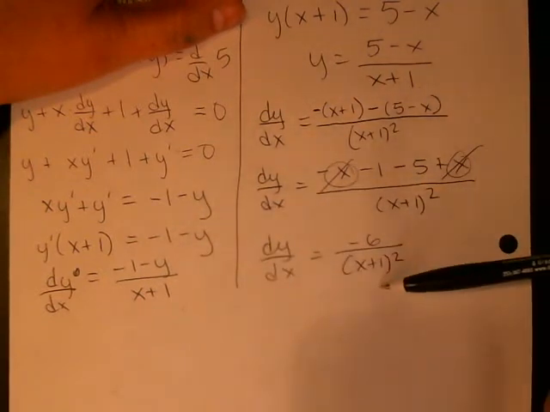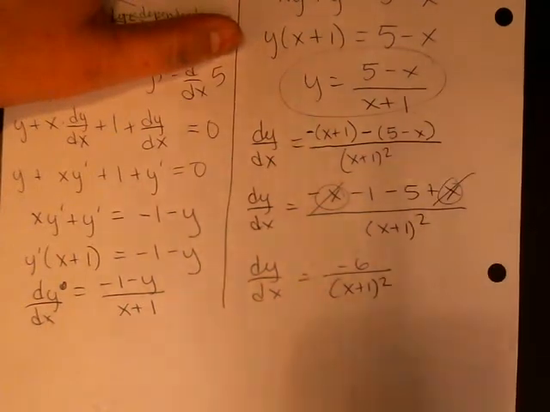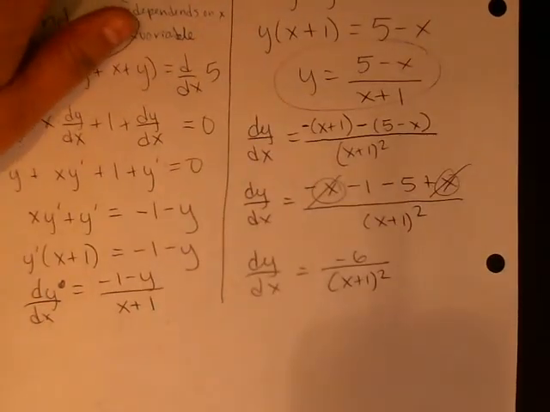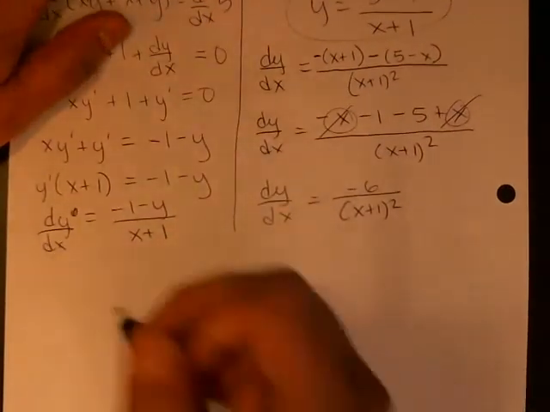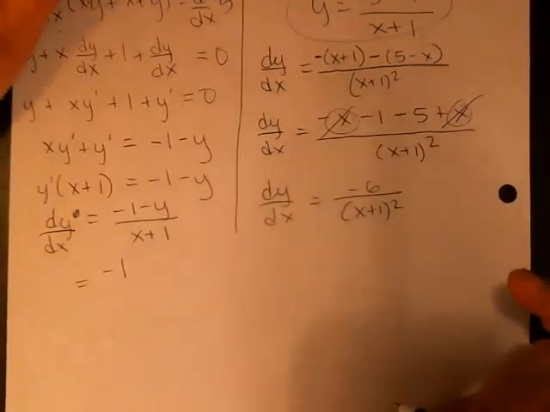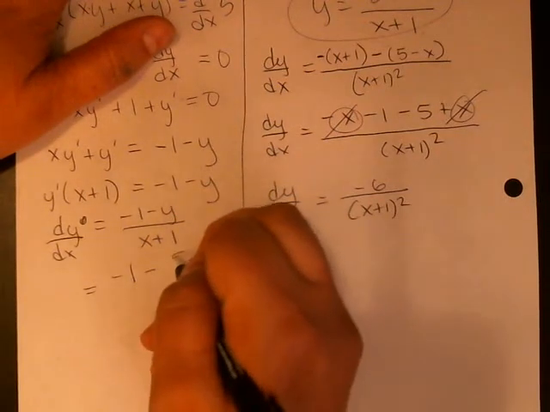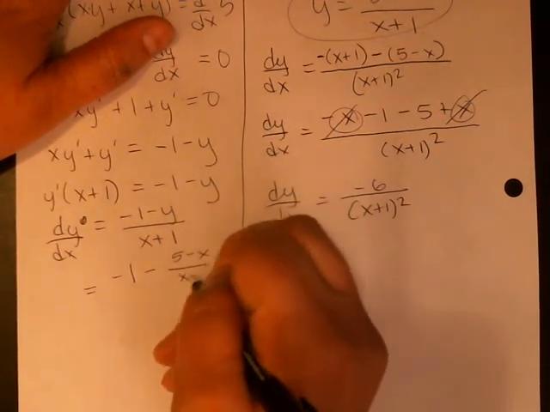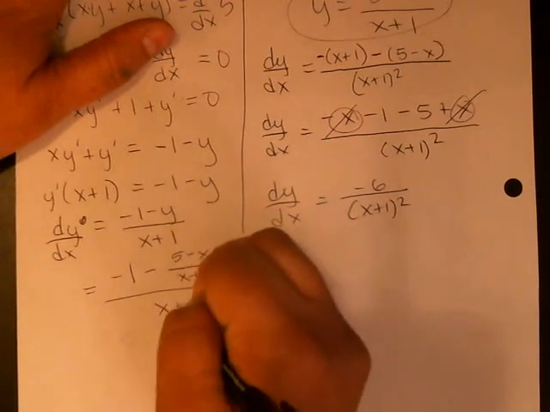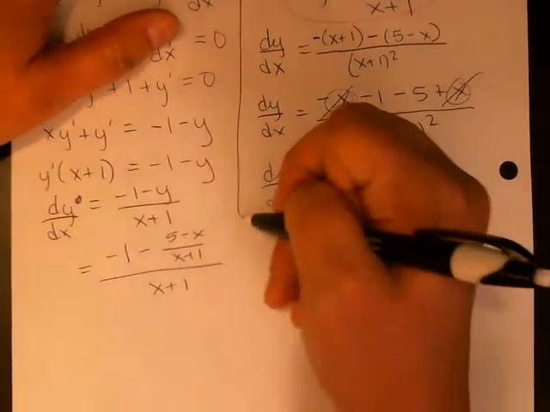We don't have a y over here because we figured out y in terms of x, so we can actually take advantage and say, well, we know that y is really the same as 5 minus x over x plus 1. So we could rewrite this if we want to, not necessary if you're just doing implicit, but to check. We could say this is negative 1 minus a (5 minus x over x plus 1) divided by x plus 1. And it still doesn't quite look the same.